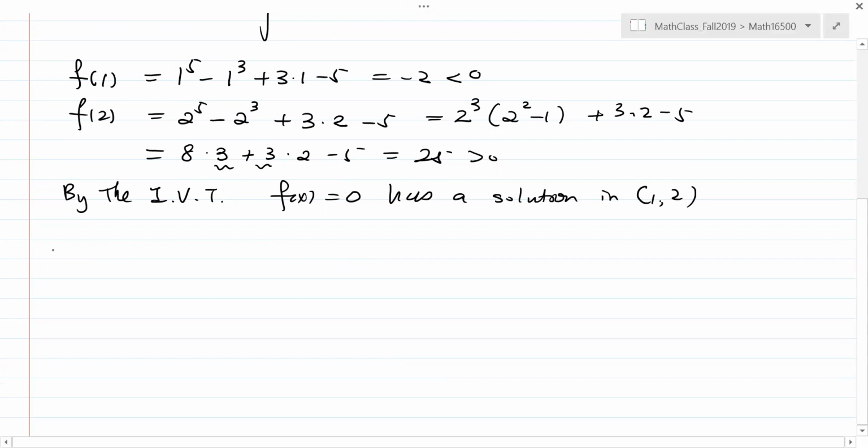So for derivatives, first I have to give a definition of the derivative, right? And then we try to understand the meaning of the derivative. So first of all, let's understand the definition of the derivative. This is the definition of a derivative.